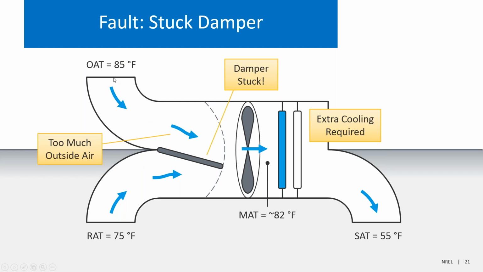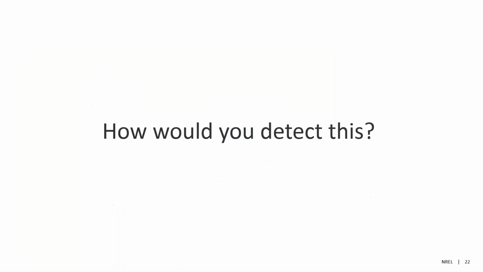So if we think about this particular case, it's hot outside, but our damper is pretty wide open, so our mixed air is much warmer than it needs to be. Well, that means that we have extra cooling that we have to do to cool down that hot outside air, and so we can consider that a fault. It's wasting energy.